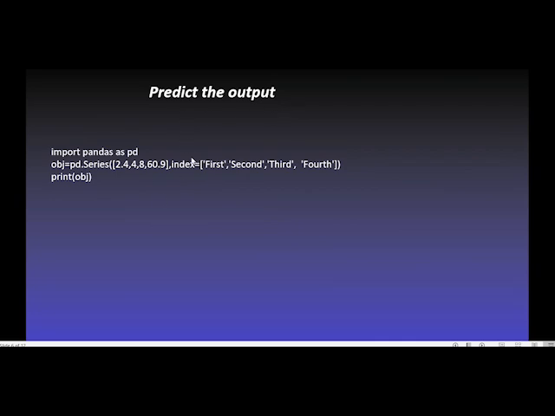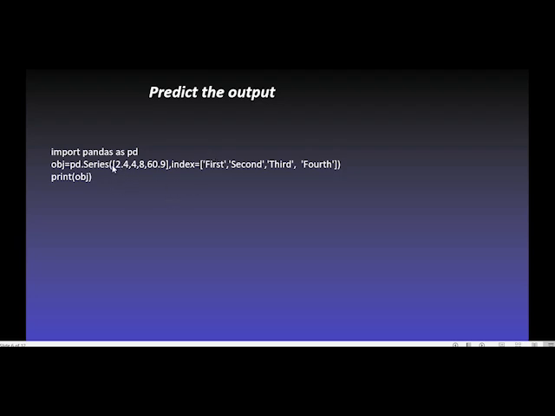Now you try to predict the output of this code snippet. See, first one, pandas is imported, then a series object is created by passing a data list. This is the array of data and this is the array of index. So what will be the output?